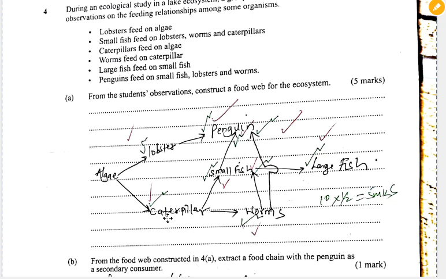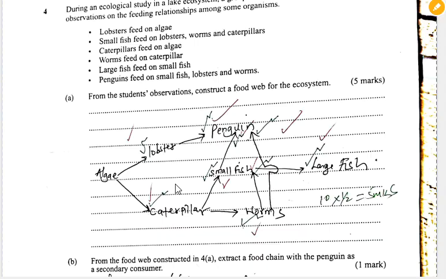Then on the other hand, caterpillars feed on algae. Caterpillars are fed on by worms and small fish. Small fish are fed on by penguins. Then worms are fed on by small fish. Then small fish are fed on by large fish. Then the worms are also fed on by penguins. And when we have a crisscrossing here, we use a loop. The correct way to use it, we use a loop here in order for you to get the maximum marks.